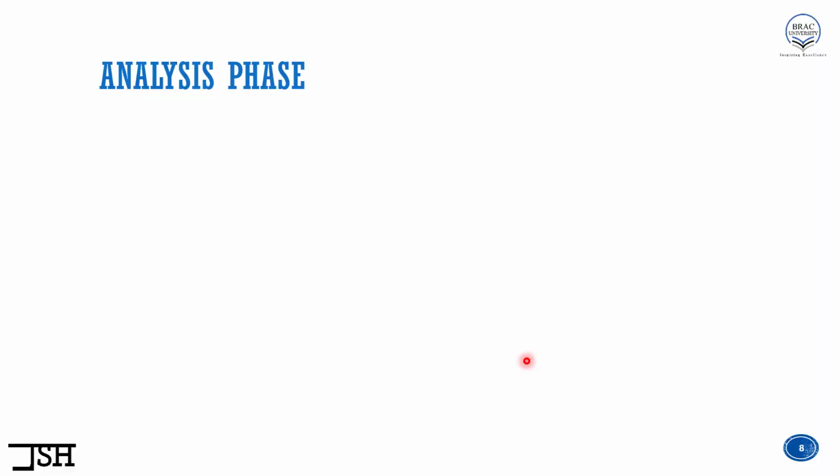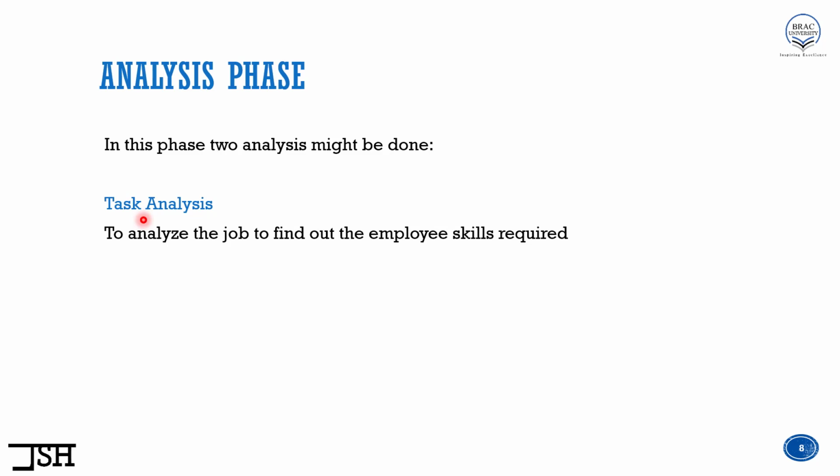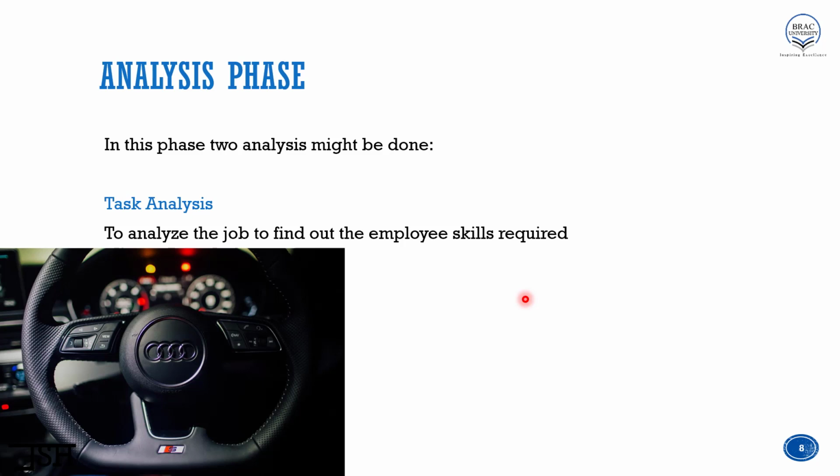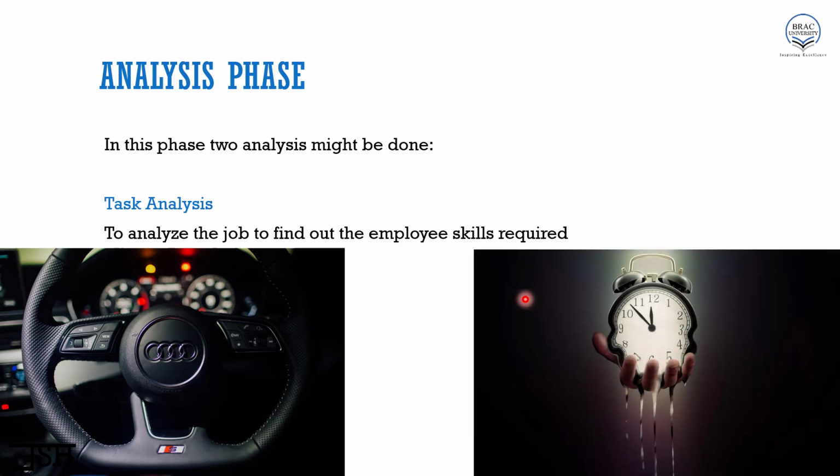Let's move on. So in the analysis phase, we basically do 2 things. Number 1, we do task analysis. What is task analysis? Here it is. Here we analyze the job to find out the employee skills required. So in this phase, we analyze the job and then we try to find out what are the skills required to perform that job. So in the case of a professional racer, obviously the most basic skill required is to know how to drive, and along with that, we also may require the skill of time management.